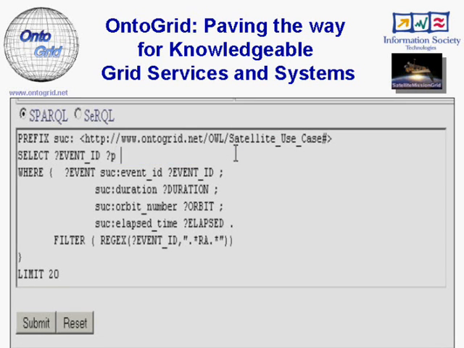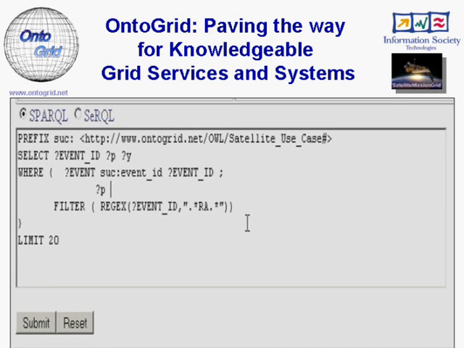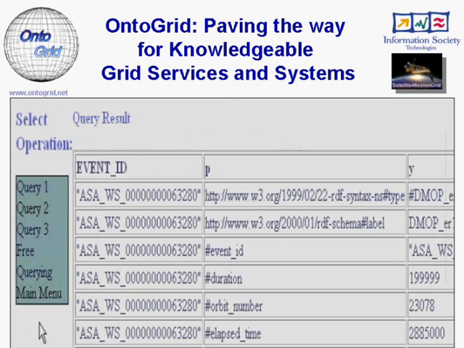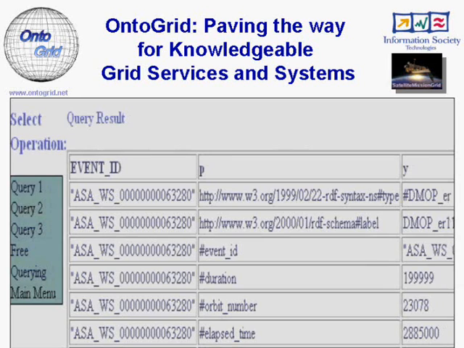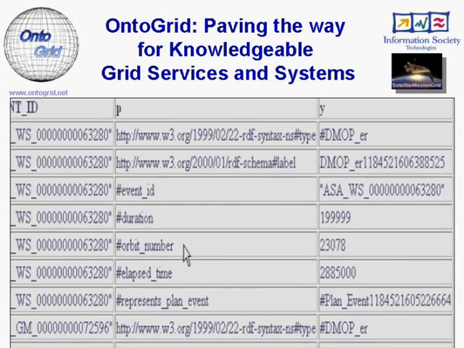The query I'm writing here allows us to see all of the properties that we have for these events in order to see if there are any that will be more useful to select upon rather than simply this event identifier. So I'm asking for any property and for the name of that property and the value we have for that property for our event here, which will give us a full list of the properties attached to events. We can see here the usual ones we've seen before: event identifier, duration, orbit number, and so on. But also we see represents plan event here, which identifies another instance.